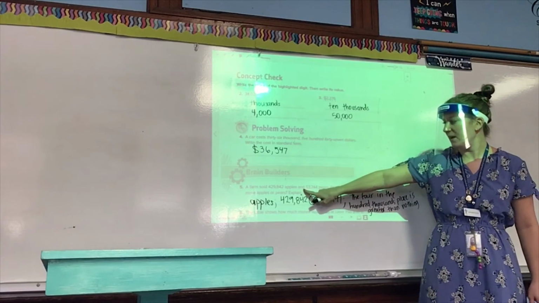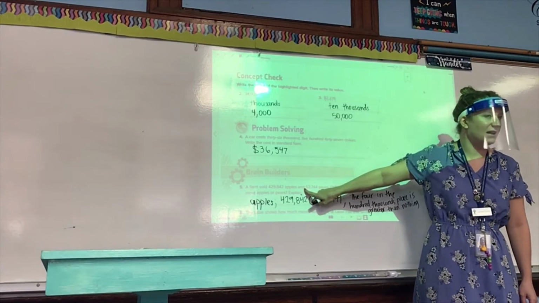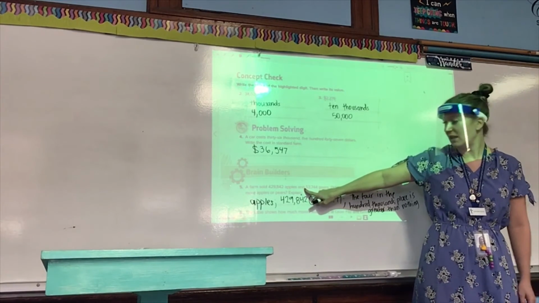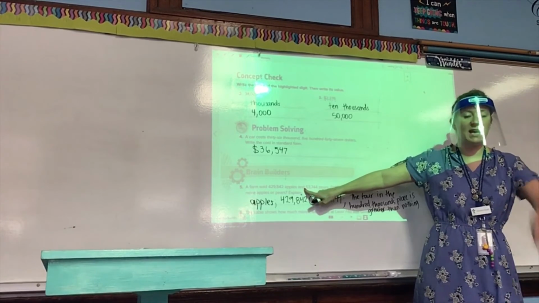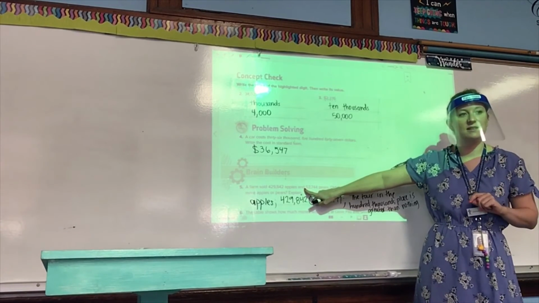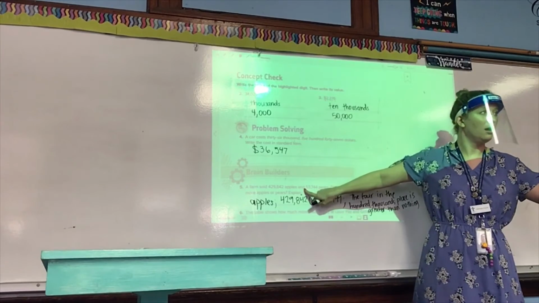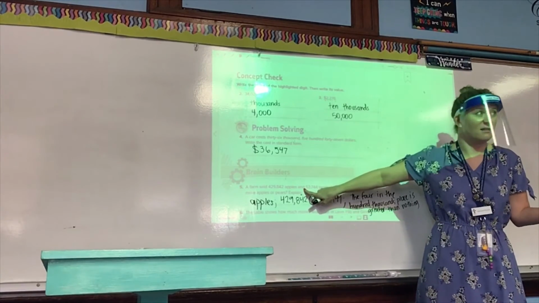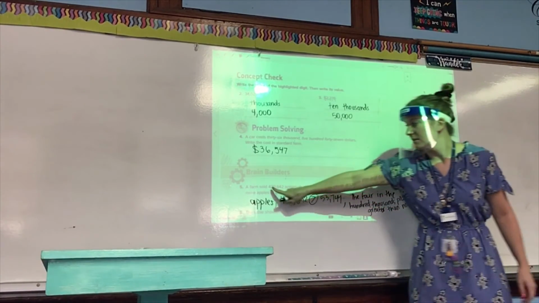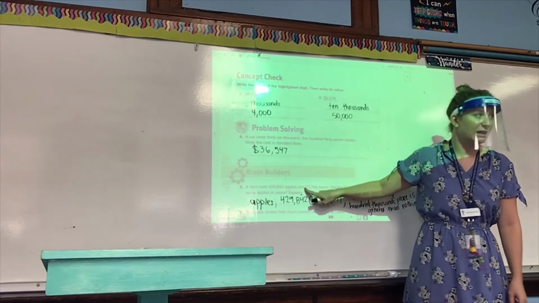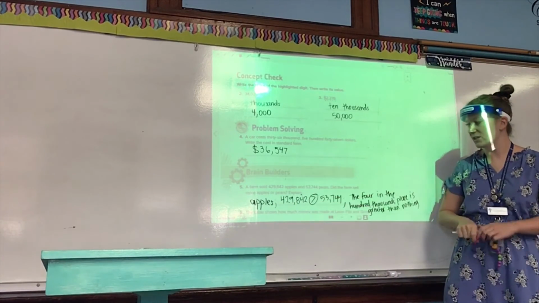In the number of pears, what do we have in the hundred thousands place, class? 0, or nothing. So 4 is definitely greater than nothing. So these are two ways you could have explained.